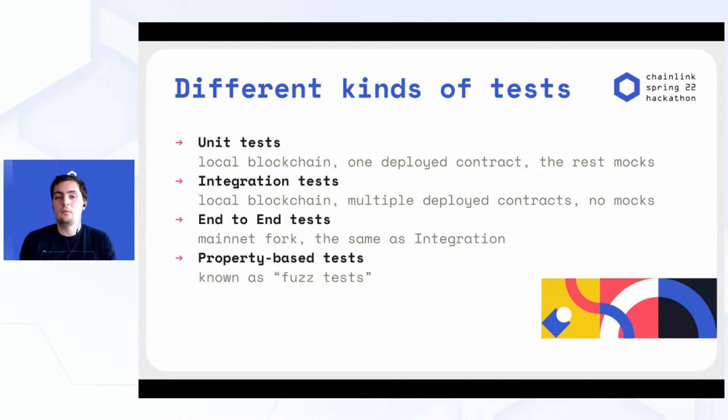A unit test is basically when you have a local blockchain. Imagine that you're writing your test in Hardhat. You have a local Hardhat node. In Truffle, you have Ganache. In Brownie, you also have a local node. And you're going to deploy only one instance of your smart contracts, and all of the rest will be mocks.